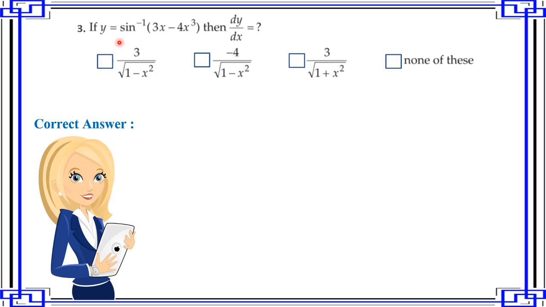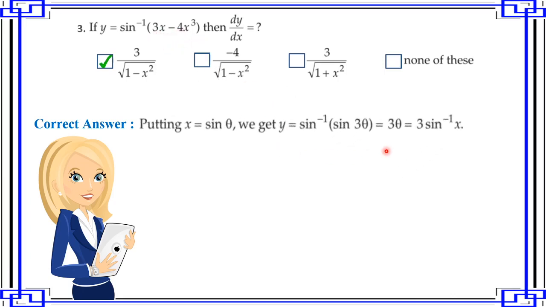Third question: if y is equal to sin inverse of (3x minus 4x cube), then what is the derivative? Here, students, it's clearly visible if we assume x as sin theta, this will become the property of sin 3 theta, and the answer will be 3 theta only. What is theta? Sin inverse x, because we assumed x as sin theta. Now differentiate, and what is the derivative of sin inverse x? It is 1 upon under root 1 minus x squared. So the final answer is this. This is just a hint given to you.